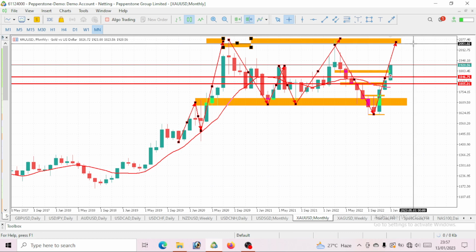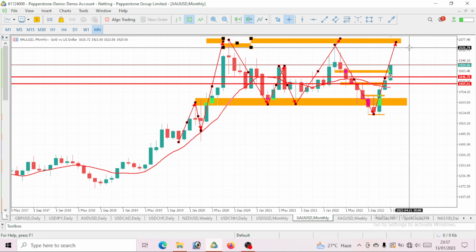So we will be watching out for a level of 2000. Currently we are trading at 1920. We should be watching out for a level of 2000, even more than that, above 2000. At least we should be able to hit this level in March, April.